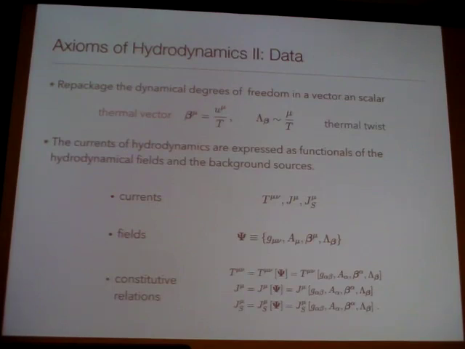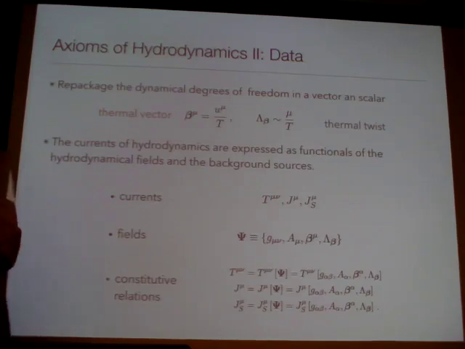Actually, I'm going to repackage this. This is something that we learned to do rather recently. I'm going to repackage these dynamical degrees of freedom, which is the velocity and the chemical potential, into slightly different objects. Instead of a velocity, which is normalized, I'll take an unnormalized velocity by dividing everything by temperature. And it's nice to call that the thermal vector.